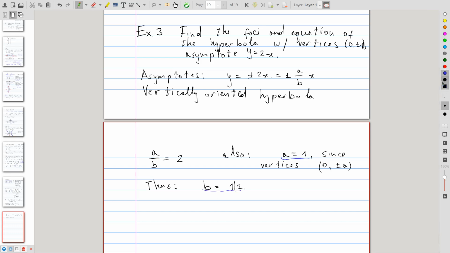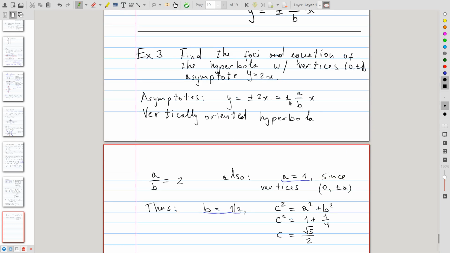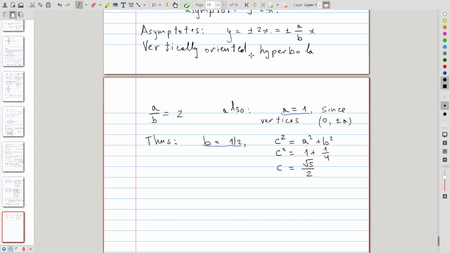We can now derive the value of c. And so we know that c squared is a squared plus b squared. Remember that in this case, foci are further away from the origin than the vertices, and so c squared is the largest of the three. And this gives that c squared is equal to 1 plus 1/4. And so c is square root of 5 over 2. And okay, so this means we can answer the first question of this example. We can determine the foci.